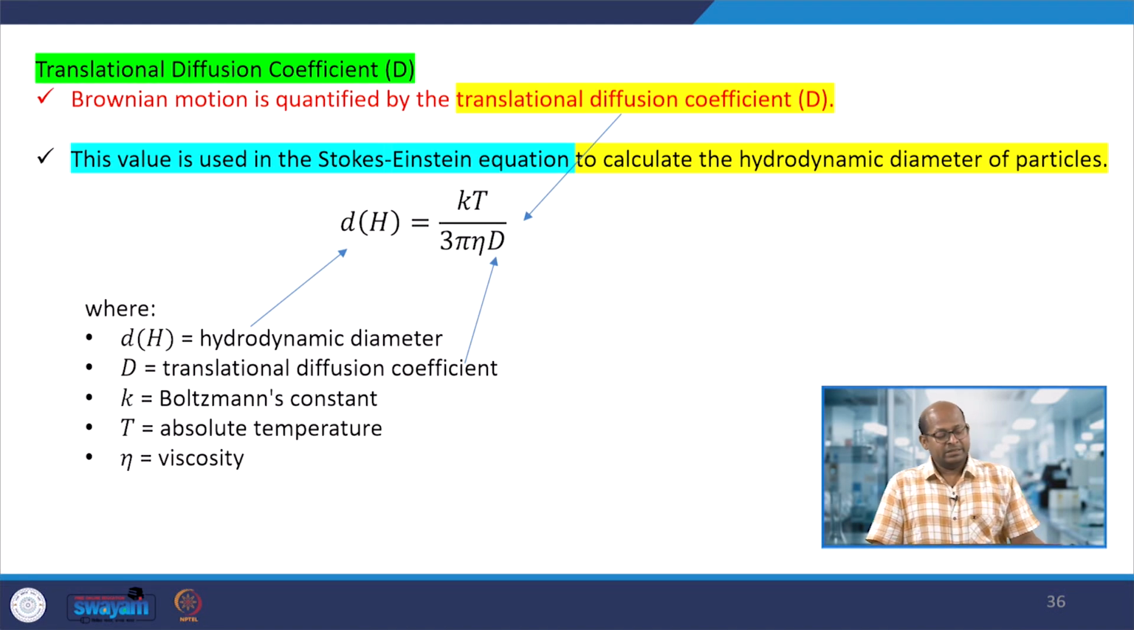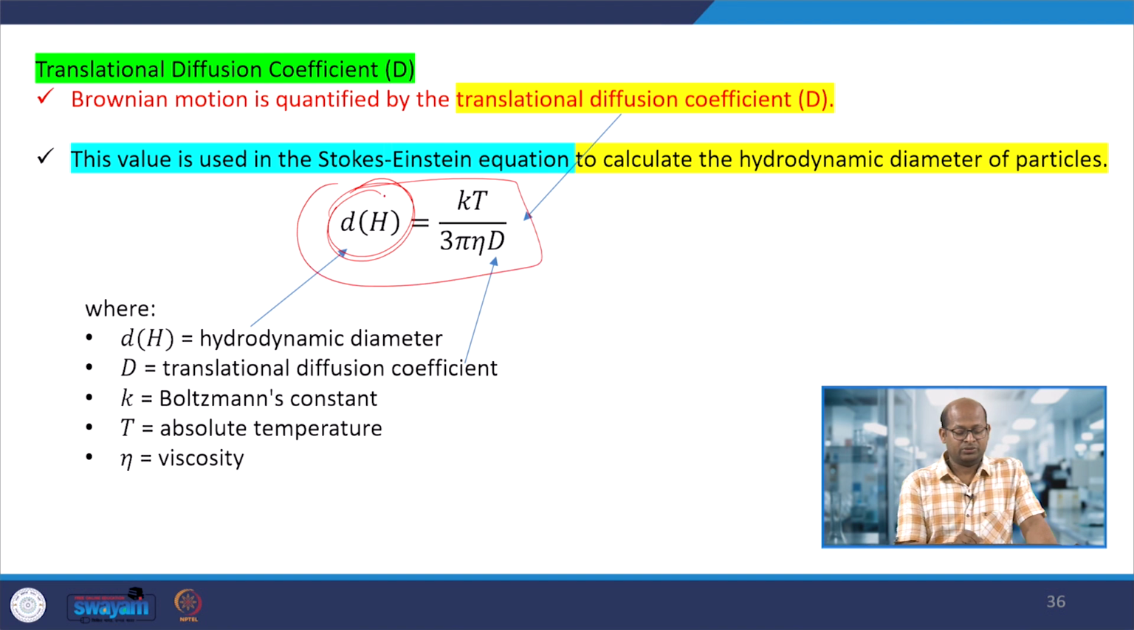See here, hydrodynamic diameter refers to the particle or nanomaterial that is present in a particular solvent. We can measure the hydrodynamic diameter of the particle by DLS techniques. We can measure this hydrodynamic diameter using this equation, which is called the Stokes-Einstein equation. Here k is the Boltzmann constant, T is the absolute temperature, eta is the viscosity of the solvent, and D is the translational diffusion coefficient, since the molecule is moving from one point to another point.